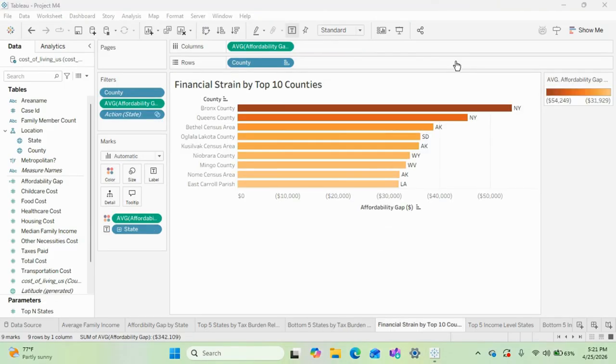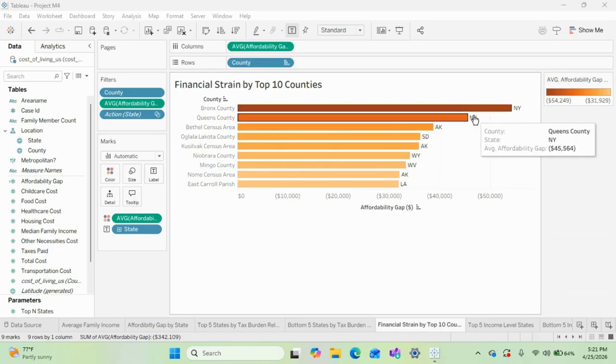And here I have the financial strain by top 10 counties. This chart shows the financial stability, and negative values indicate the financial strain, which is determined by the affordability gap, which you can see here. This helps identify counties where families may struggle to cover basic living costs.